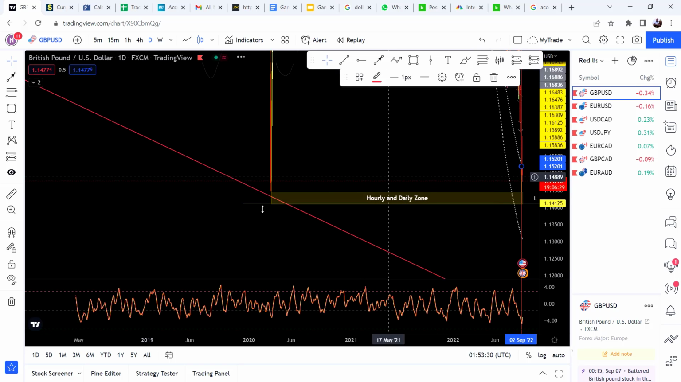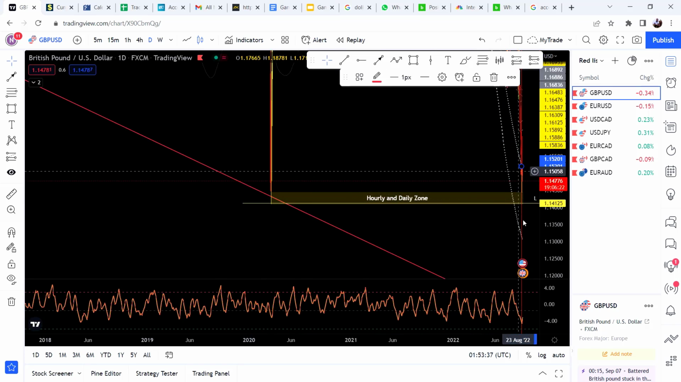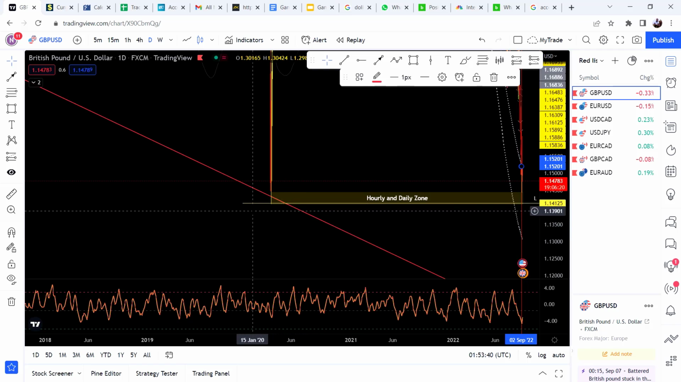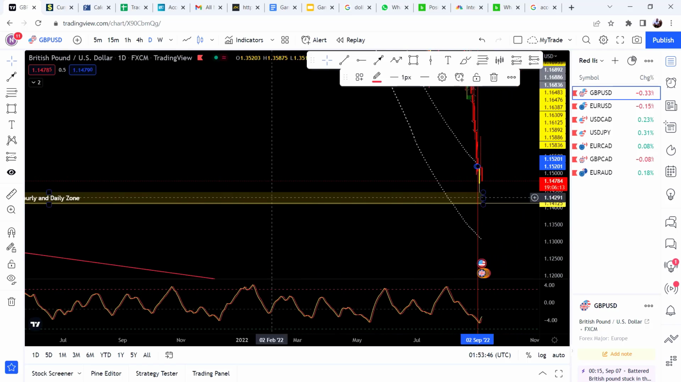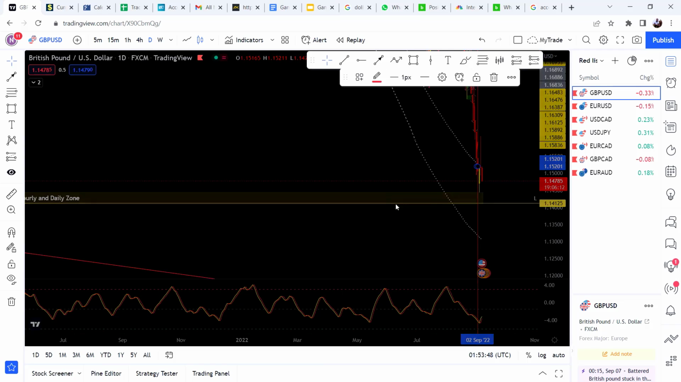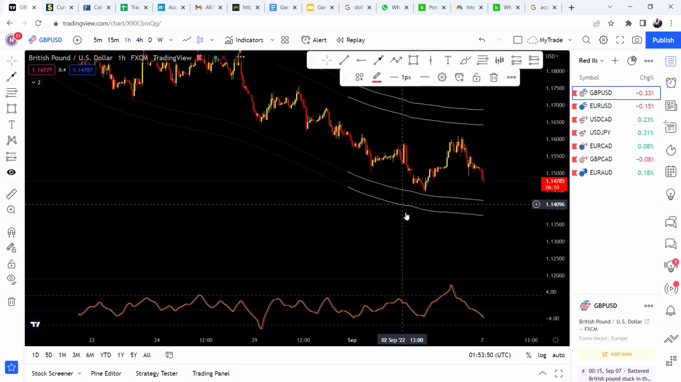So that's the last low we have here. That's where price is heading towards. So this is the tip. And looking at the zone here, I used a candle to draw the zone. So back to our 1 hour time frame.